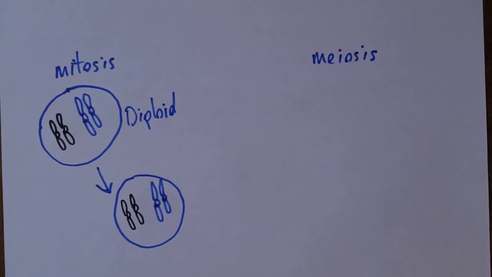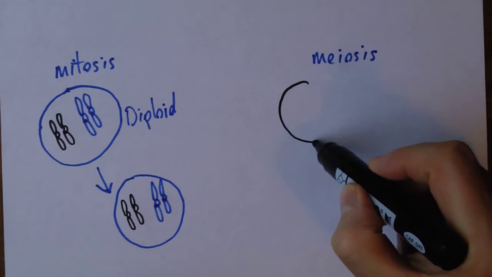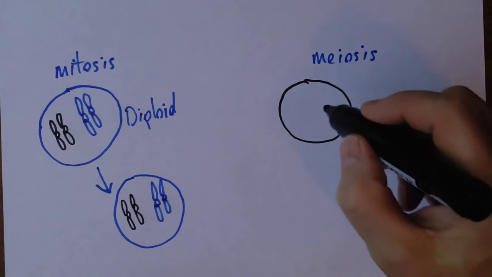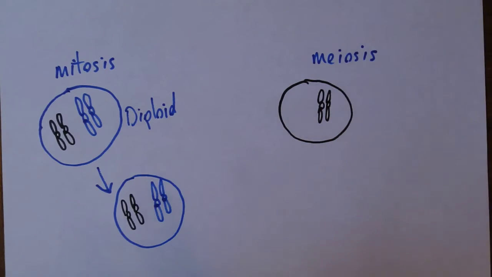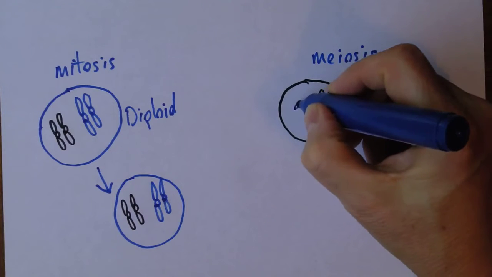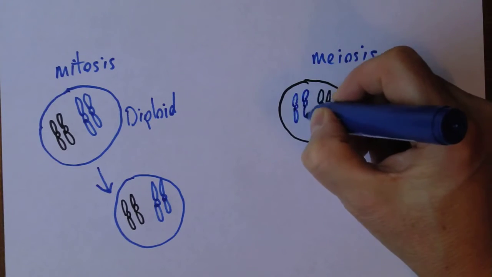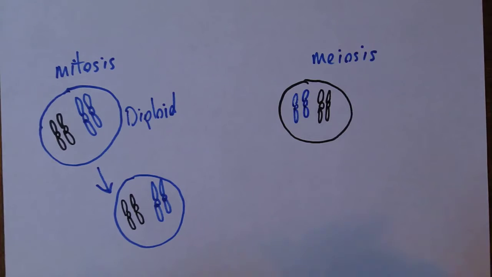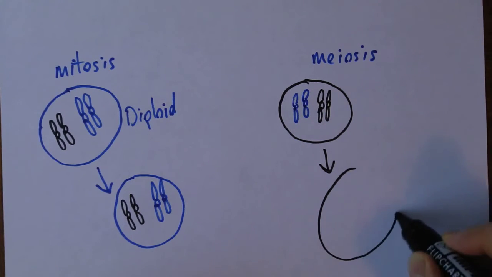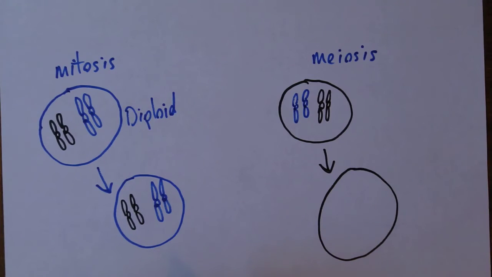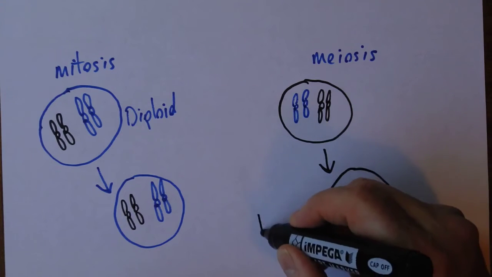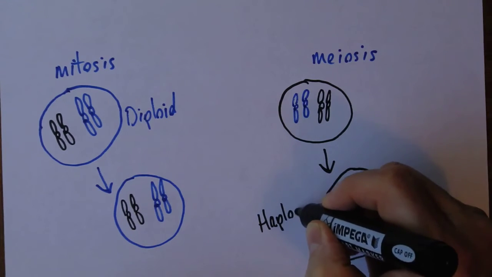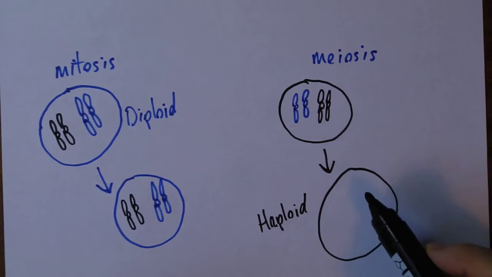Now in meiosis, again, we're going to start off with a diploid cell with the 23 pairs of chromosomes. This could be in the ovaries or testes. And the process of meiosis is a reduction cell division. We're going to reduce the number of chromosomes present. So we start off with a diploid cell, and we want to end up with a haploid cell with half the number of chromosomes.